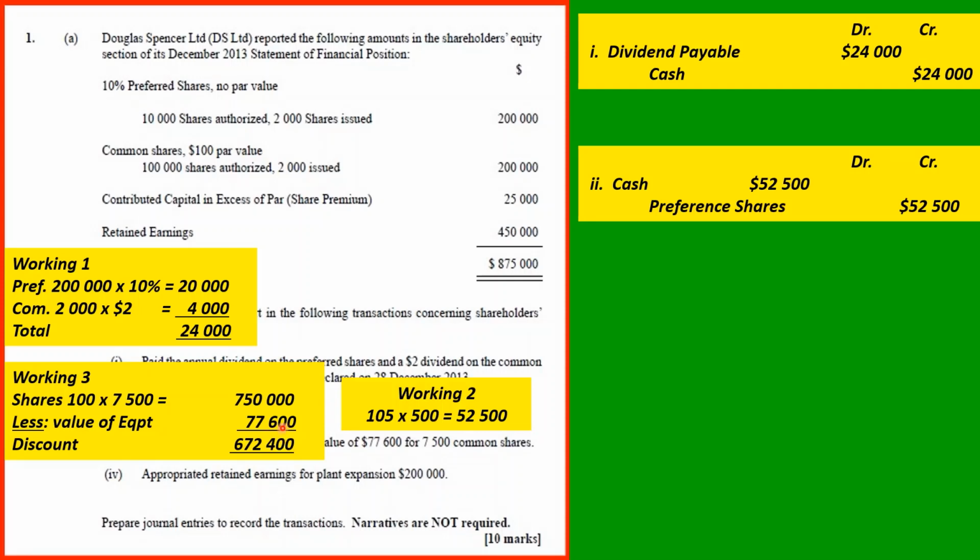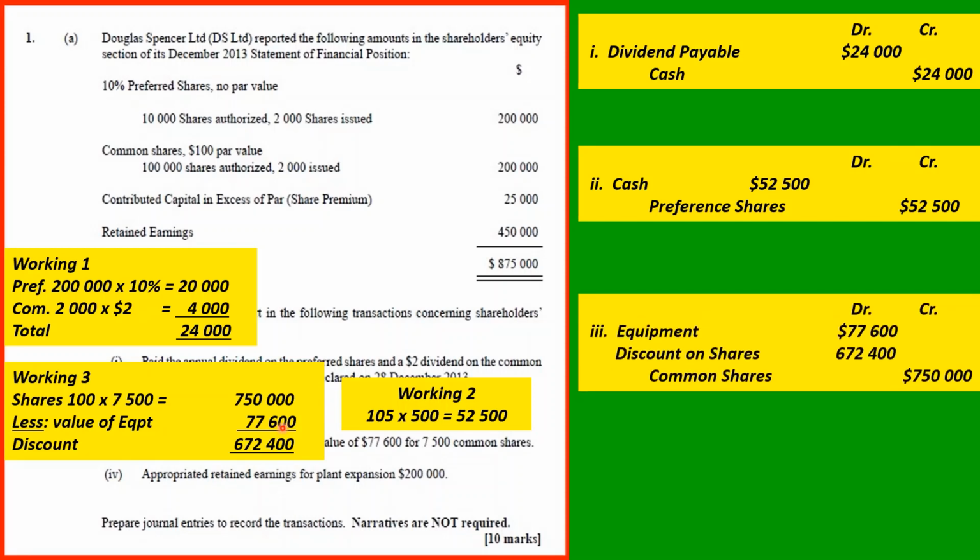Okay, so the journal entry would be to debit equipment, which we are buying, with 77,600. Debit the discount on shares with 672,400 and credit common shares with 750,000. Okay, now you have to be careful you don't mistake this discount for a premium.